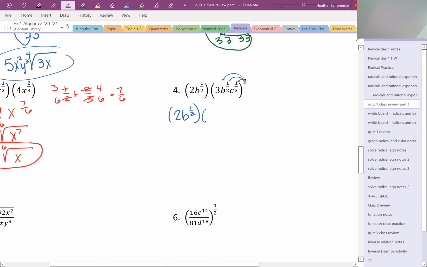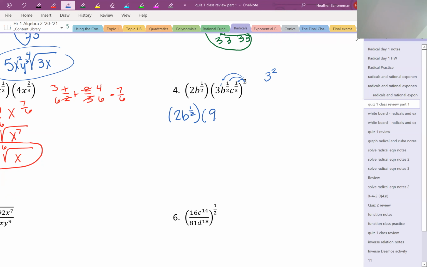We do a power to a power, we multiply. Well, right now, 3 has an invisible 1. So if I take 1 times 2, I get 2. So that gives me 3 to the second power. But 3 to the second power is 9. And for this problem, it's going to be way easier to work with it as 9 than 3 squared.